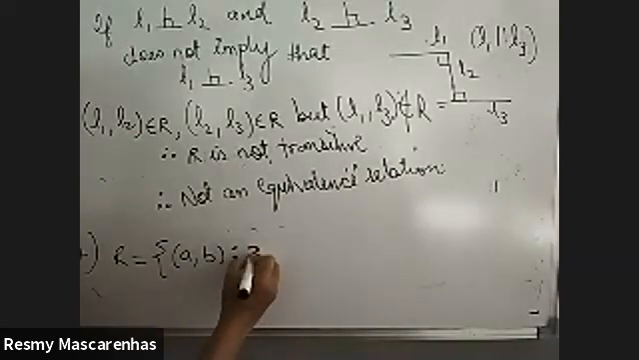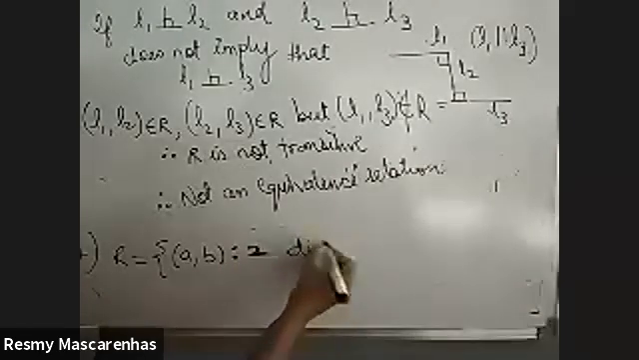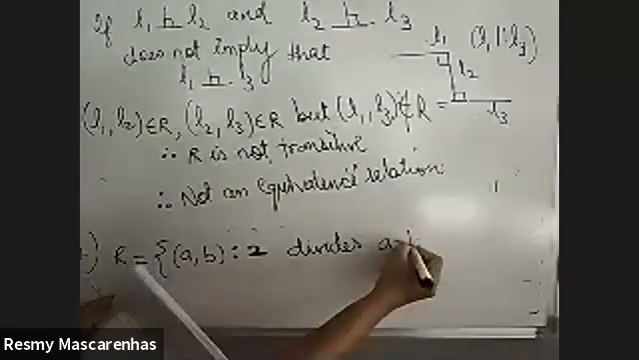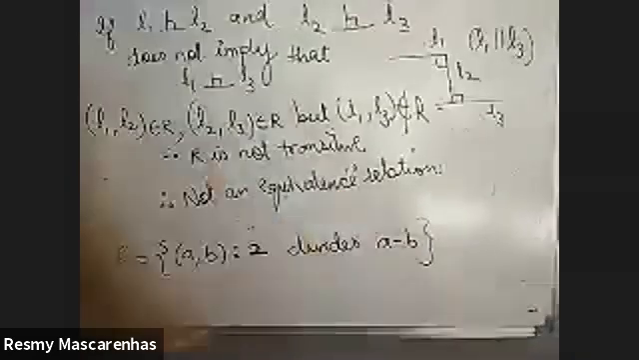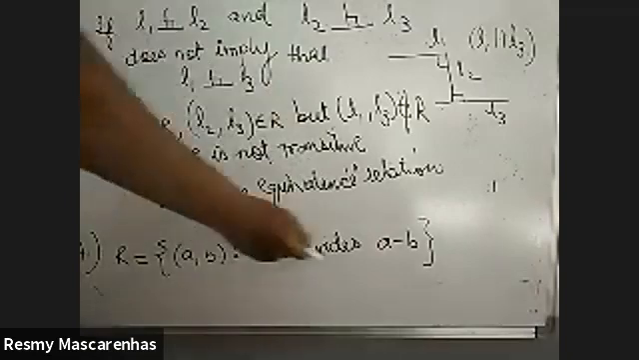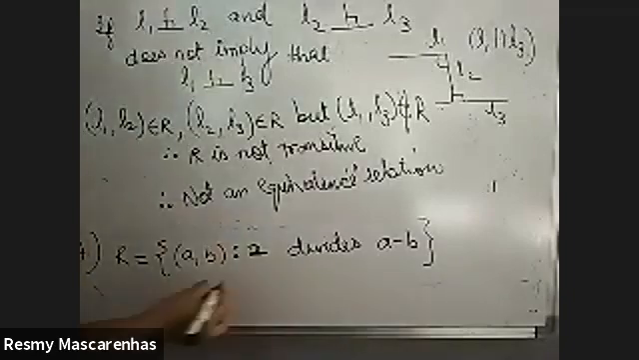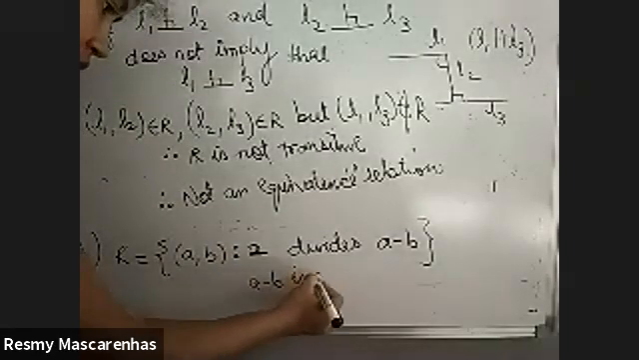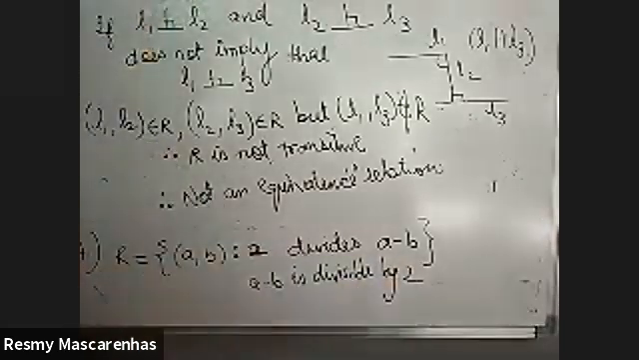Two it is, not Z. This is 2. 2 divides A minus B means A minus B is divisible by 2. It means the same. You can write it like this also. It means the same.